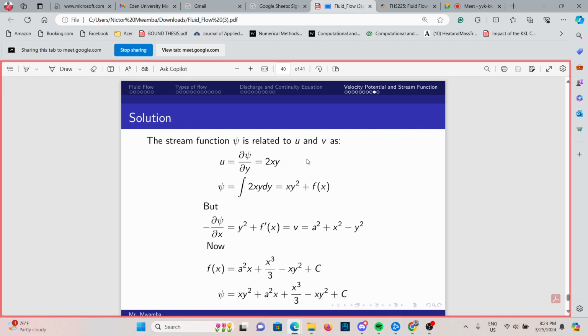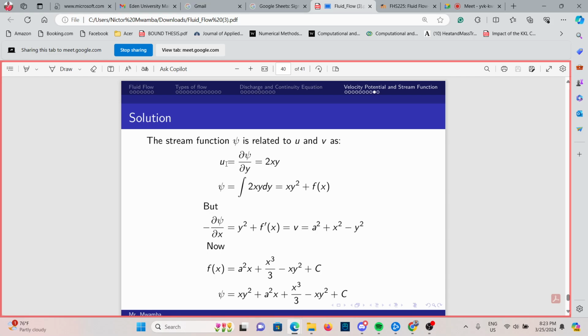You first go to the relationship between the velocity component and the stream function. The relationship is that the velocity component for the x direction is given by the derivative of the stream function with respect to the y direction. Remember there's a velocity potential and there's also a stream function. Remember how they relate to the velocity.